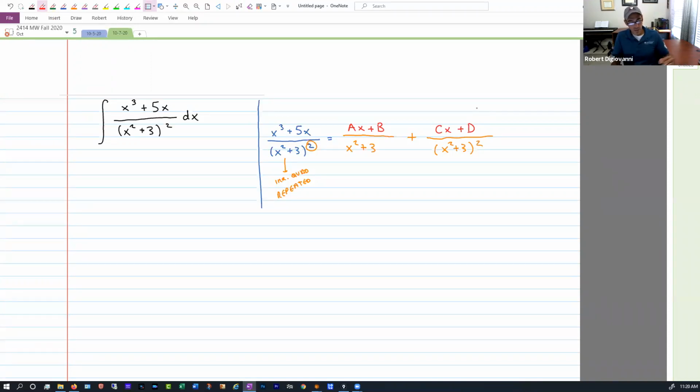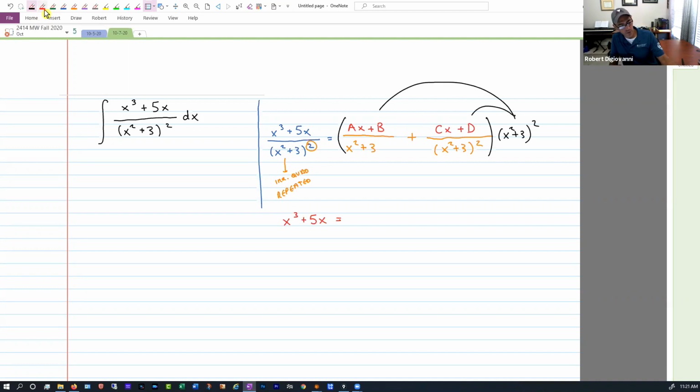All right, and now we get to play that game. We multiply both sides by the common denominator. So all we get on the left side is the numerator. And on the right side, just remember, you're multiplying this thing by x squared plus 3 squared. It's going to go here and here.